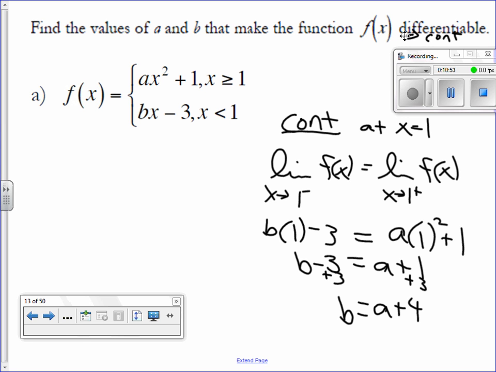We're trying to find values of a and b that make it differentiable, which means it's continuous. So we got that equation. But it's also got to be differentiable. No corners or cusps, or vertical tangents. So just like before, when we didn't know if it was differentiable or not, we had to find the piecewise function for the derivative.